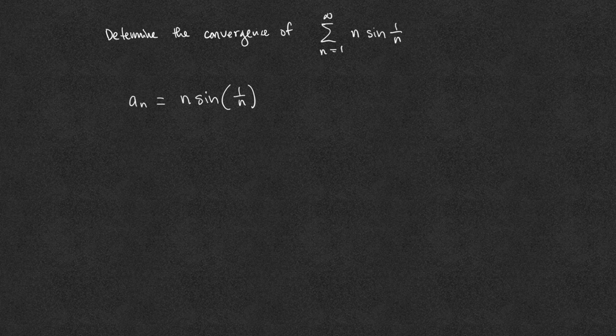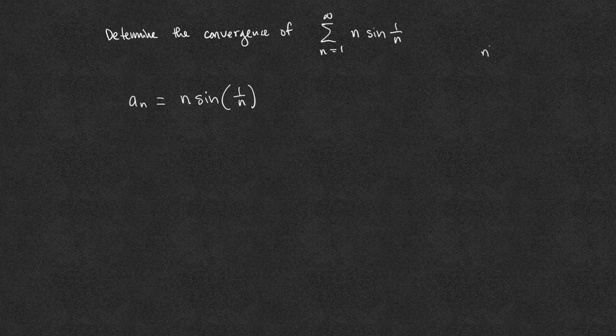To determine the convergence of the series, one way to do this, and this is one of the many ways to do it, is to check if the limit is 0 or not. If the limit is not 0, then the series diverges using the nth term divergence test. And if the limit is 0, there is nothing we can say about the series.